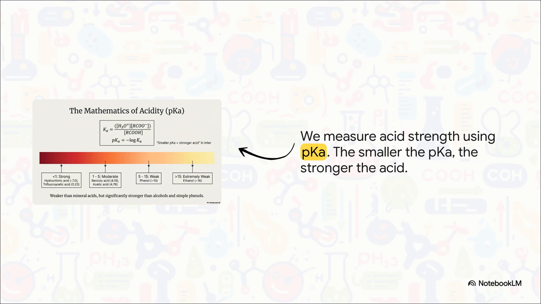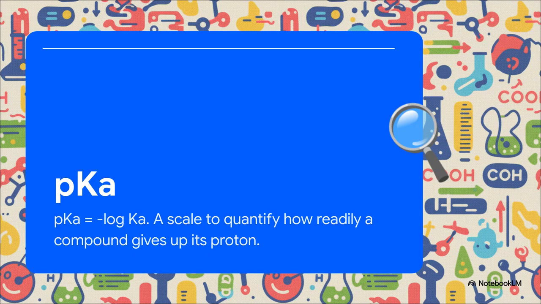Our friend acetic acid sits right around 4.76, kind of in that moderately weak range. So the pKa is simply the negative logarithm of another value, the acid dissociation constant, or Ka. Let's not get too bogged down in the math, though. Just think of pKa as a handy number chemists use to quickly compare how willing a molecule is to give away its proton. A small pKa means it's very, very willing.